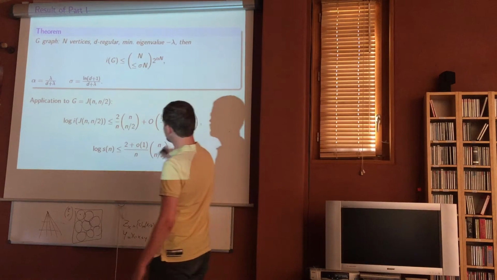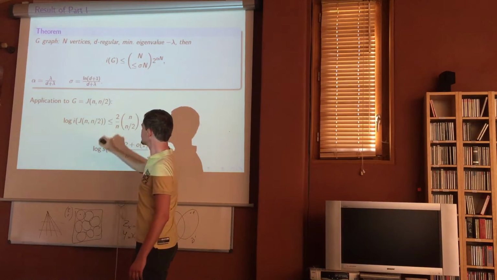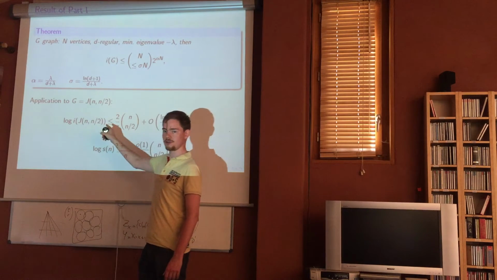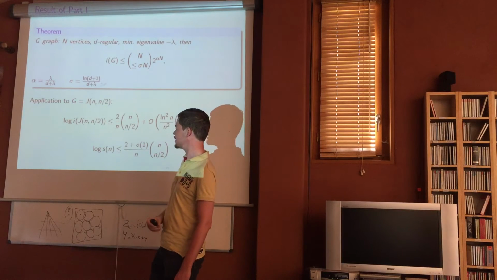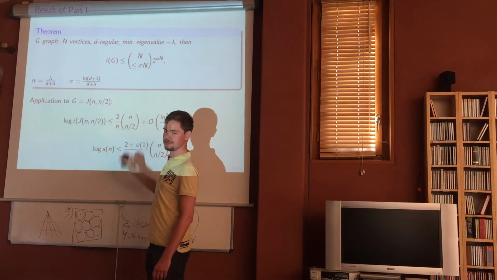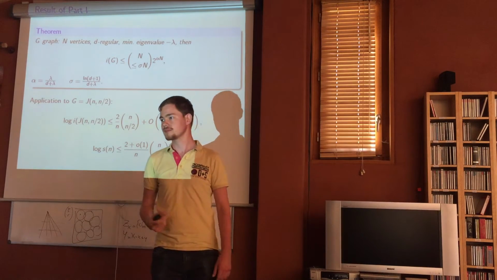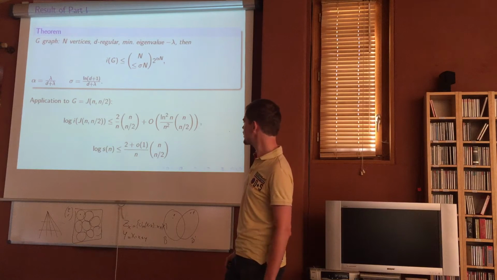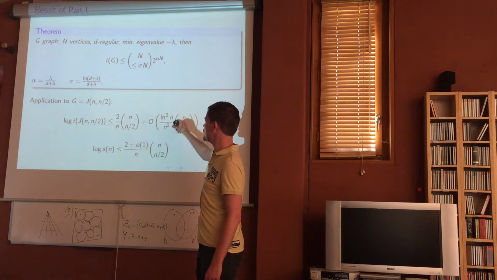So if we plug it in and do some of the calculations, what we find is that the upper bound on the logarithm of the number of stable sets in this Johnson graph is basically 2 over n times the binomial coefficient. So 2 over n times the number of vertices in this Johnson graph. And there's some error term involved.